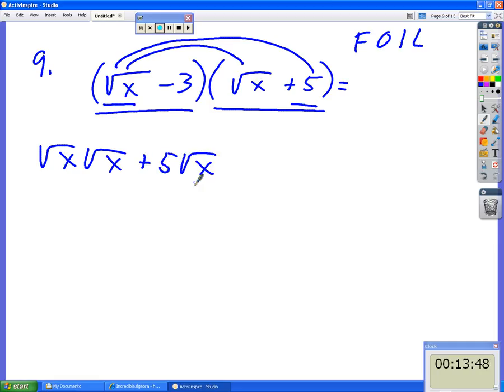I stands for inside. That's these two. That's a negative 3 square root of x. And L stands for last. The last one is this one times this one. This is the last one. Negative 3 times positive 5 is negative 15. And now we're going to see what we can do about simplifying.